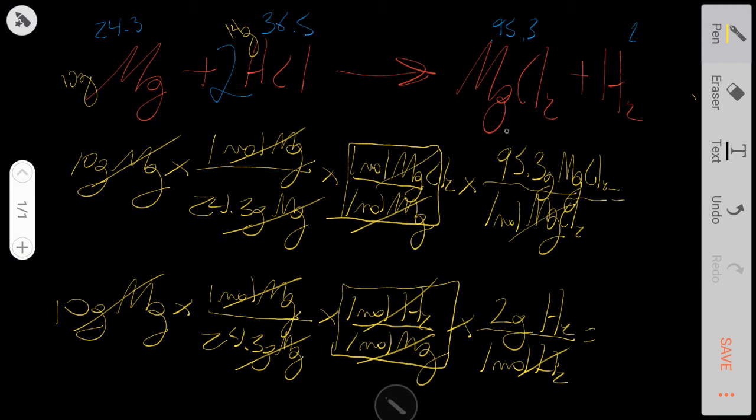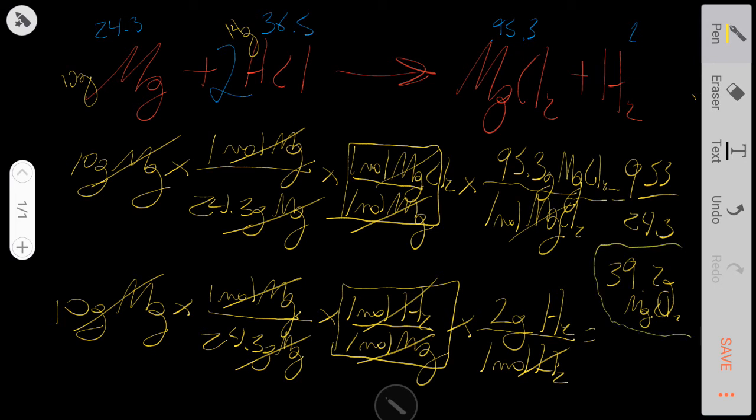So the question is, how much magnesium chloride can I make with 10 grams of magnesium? You're going to do 10 times 1 times 1 times 95.3 divided by 24.3 times 1 times 1. And for that, I get 953 divided by 24.3, which equals 39.2 grams of MgCl2. I'm kind of running out of space, but we'll rewrite our answers in a moment.